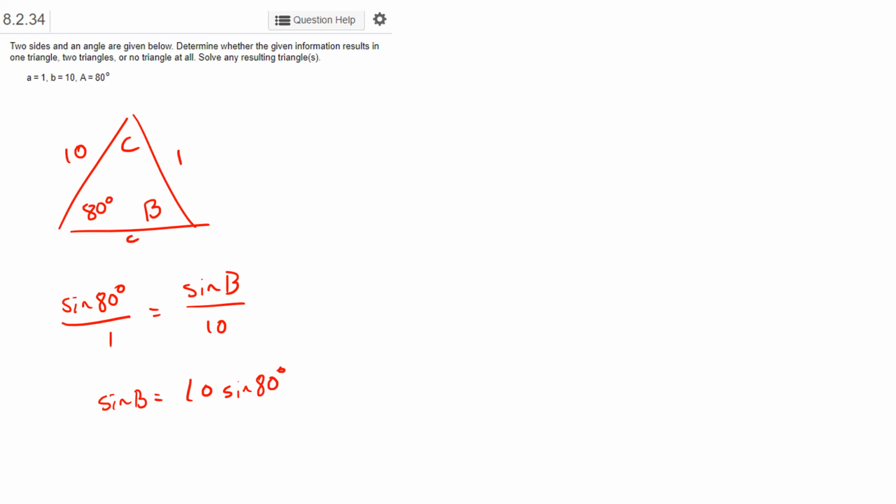Hooray. Now the sine of 80 degrees is pretty big. Remember, the sine of 90 degrees is 1. So if I compute 10 times the sine of 80 degrees, that's about 9.85. So the sine of B is approximately 9.85. And then B is the arc sine of 9.85. And we punch that into a calculator and it says error.